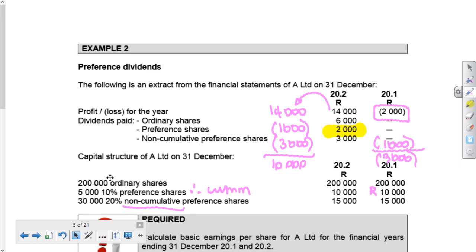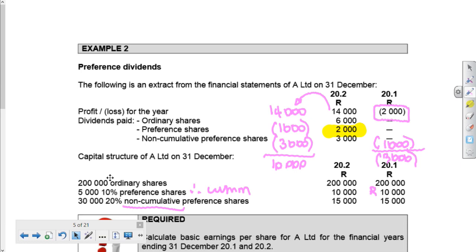Make sense? I take off the pref div paid, except if it's cumulative. If it's cumulative, I take off the pref div accrued or accumulating. It might equal paid, it might not. You see, in this case it didn't, isn't it? Because in this year there was nothing paid, and in this year there were 2 years paid. So we must make sure for cumulative ones, we take off what accumulates, what accrues. And for the others, we take off what was actually paid, because the others don't accrue.